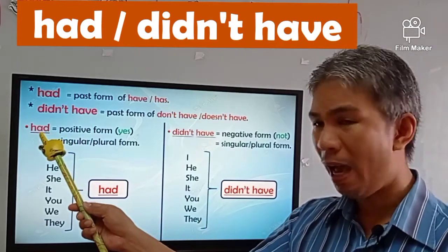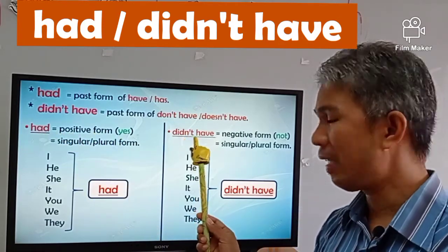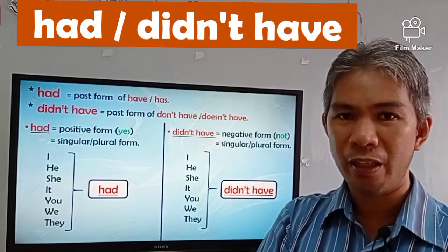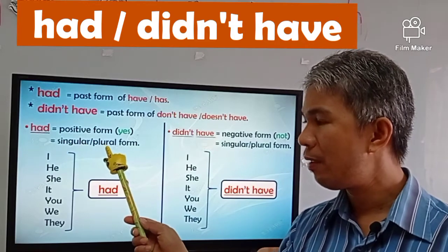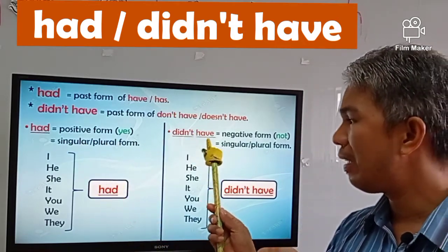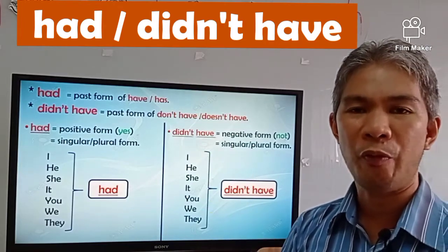Had is in positive form, means yes. Didn't have is in negative form, it means not. You can use both in singular or plural form. The same with didn't have, you can use singular or plural form.